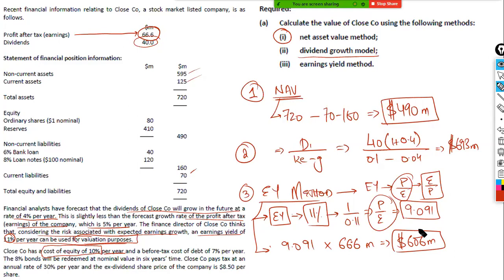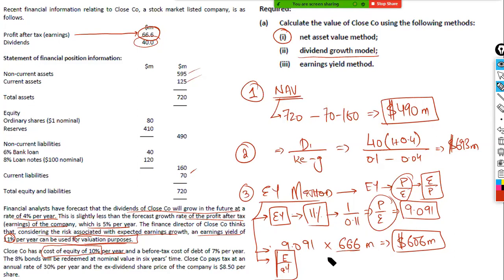So the examiner said you can also use an alternative method. Over here, what I did, I just simply used the earnings and divided by the earnings yield. That's what I simply did. If you see, I just divided the earnings yield by 66.6 million.